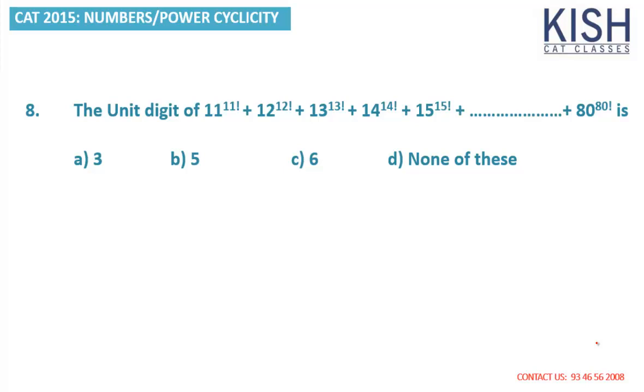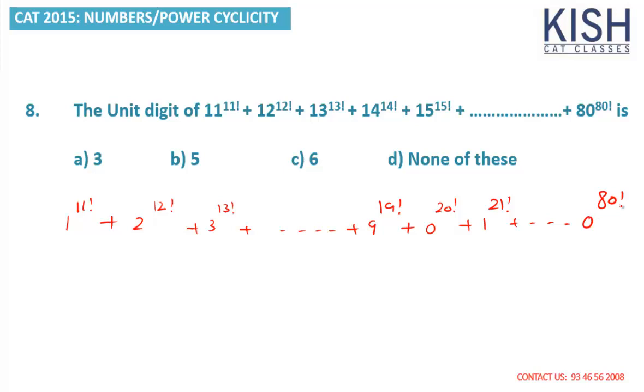It's quite simple. 11 power 11 factorial is nothing but 1 power 11 factorial. For any number abcd whole power pqr, we just need to primarily focus on the unit digit d power pqr. So in such a case, this question comes down to 1 power 11 factorial plus 2 power 12 factorial plus 3 power 13 factorial and so on up to 9 power 19 factorial, plus 20 is nothing but 0 power 20 factorial, plus 1 power 21 factorial and so on, up to 0 power 80 factorial.